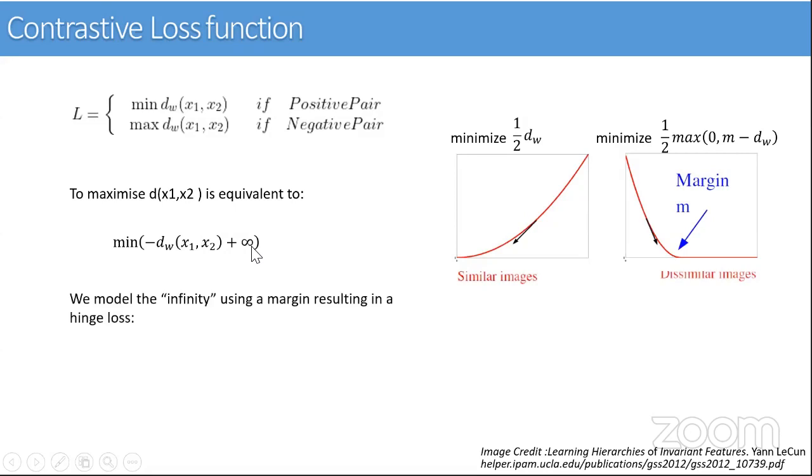So we can't, as I told you, we can't model infinity. What we'll do is replace infinity with a margin. Let's say we define a margin based on our problem, and we'll replace this infinity with that margin. Then the objective will be modified as minimizing m minus dW of x1, x2. Is there any question at this point?